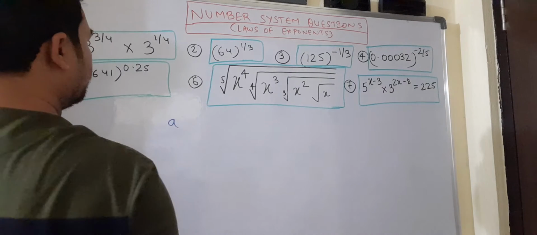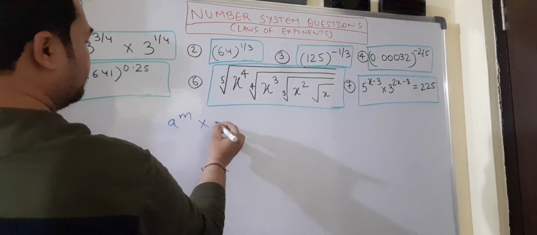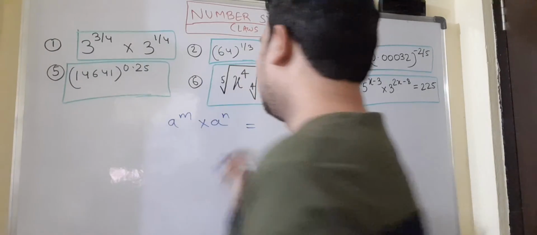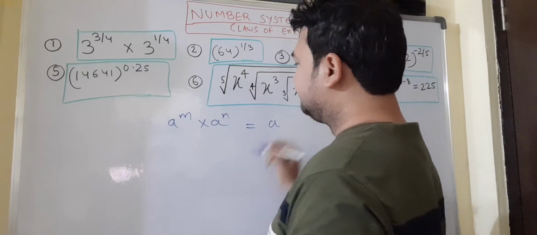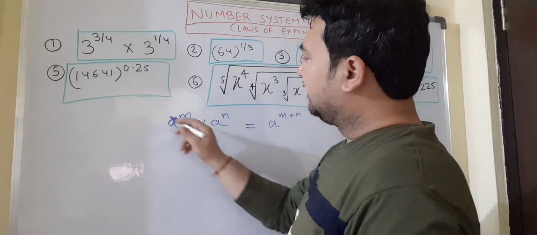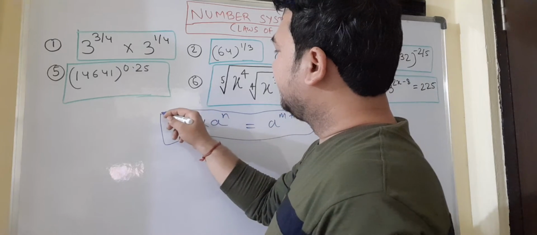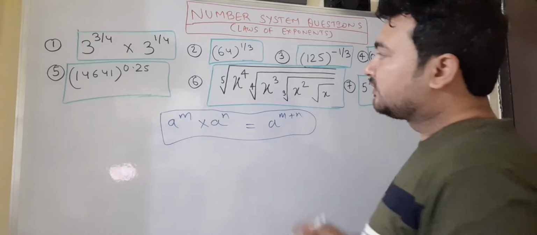You have studied that whenever it is a to the power m and the same base has another power, then the base remains the same and the powers add up. You have studied this form: a raised to the power m multiplied by a raised to the power n becomes a raised to the power m plus n.